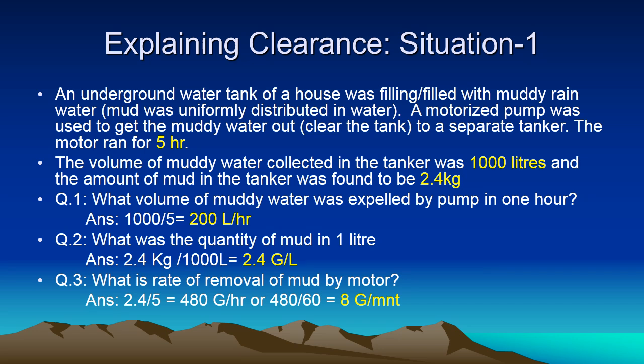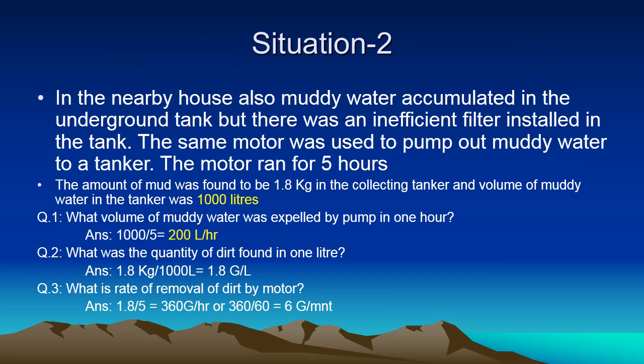So question 1 is, what volume of the muddy water was expelled by the pump in 1 hour? Answer is 200 liters per hour. And what was the quantity of mud in 1 liter? 2.4 grams per liter. What is the rate of removal of mud by the motor? 8 grams per minute. Now these three are important.